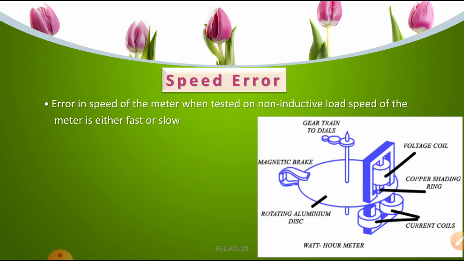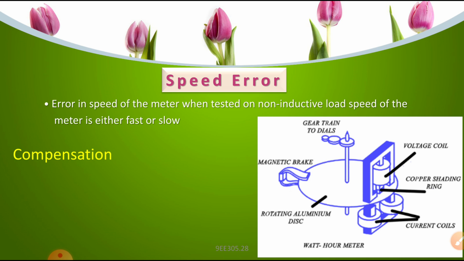Suppose the energy meter is connected to a purely resistive load or capacitive load, then it is possible that the speed of the rotation changes. If an inductive load is connected, the speed may be different for the same value of watts. So that means the speed of the aluminum disc rotation changes based on the load type, whether it is an inductive load, a resistive load, or a capacitive load. So this is an error I found, and I want to compensate this error.